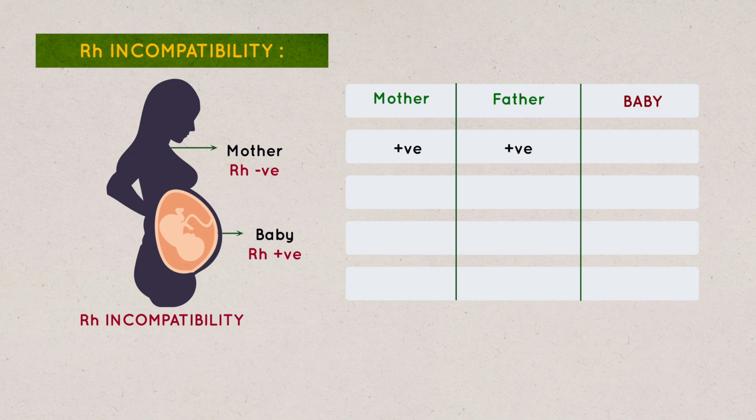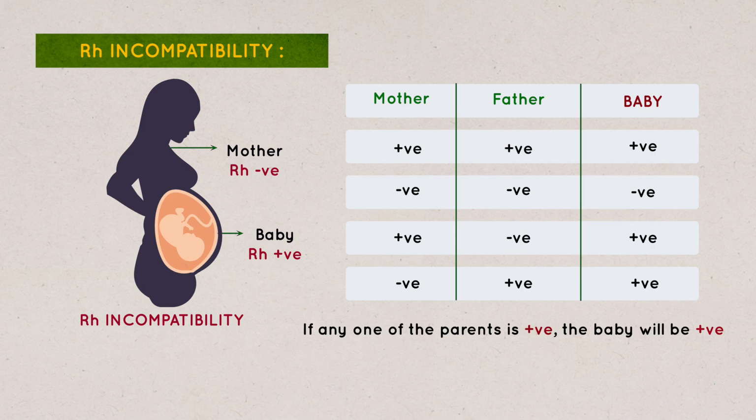If the mother is positive and father is positive, the baby will be positive. If the mother is negative and father is also negative, the baby will be negative. If the mother is positive and father is negative, the baby will be positive. If the mother is negative and father is positive, the baby will be positive. So we can see that if either of the parents are positive, the baby will be positive.